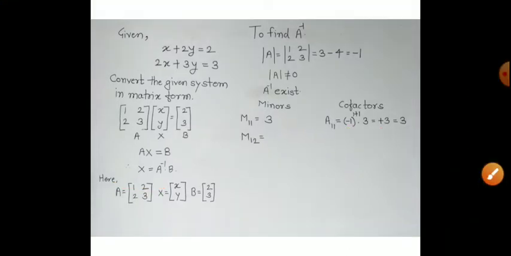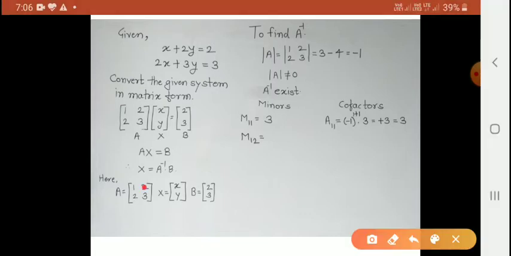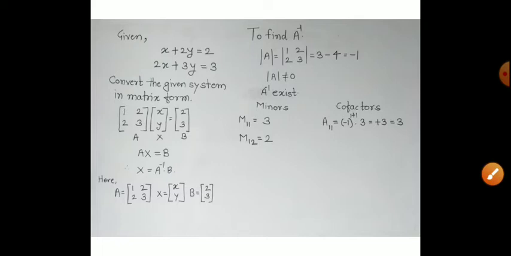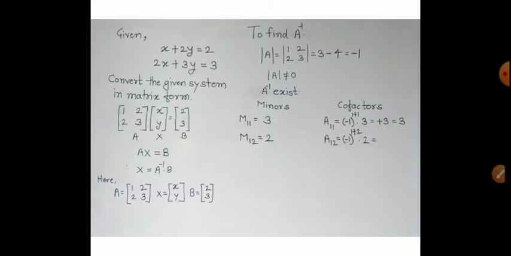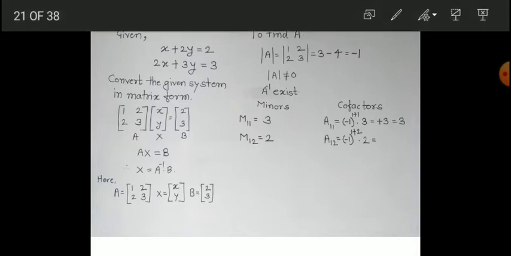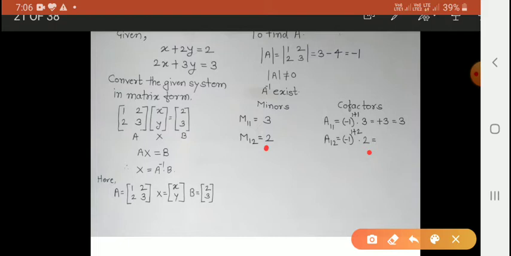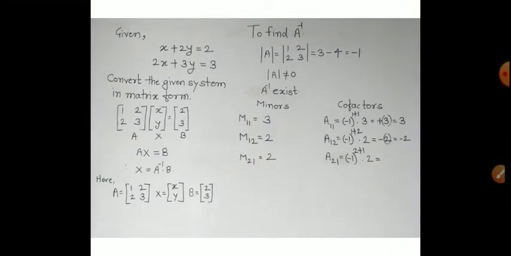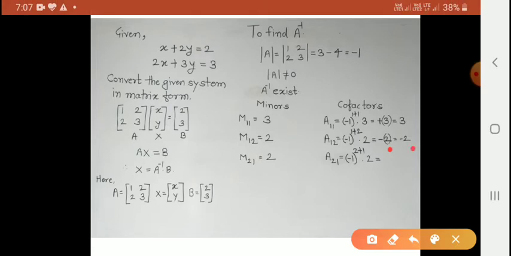Now second, M12, the minor of element 1 2. Delete the row and column of that element, and you have 2. So the answer is 2. Cofactor A12 is minus 1 raised to 1 plus 2 into this minor 2. 1 plus 2 is 3, which is odd, and minus 1 raised to an odd power is minus. So the answer is minus 2.